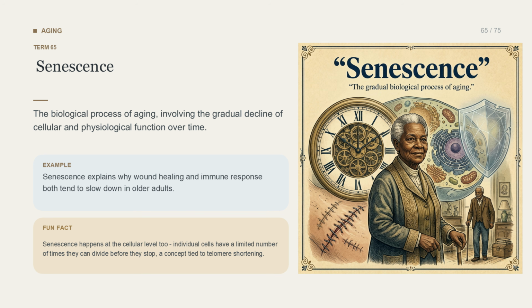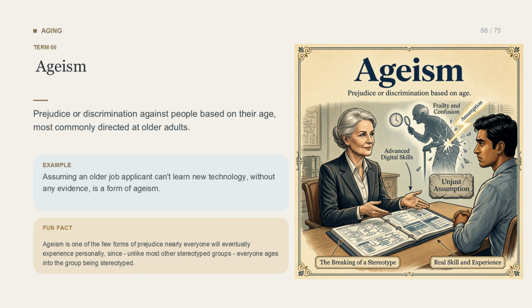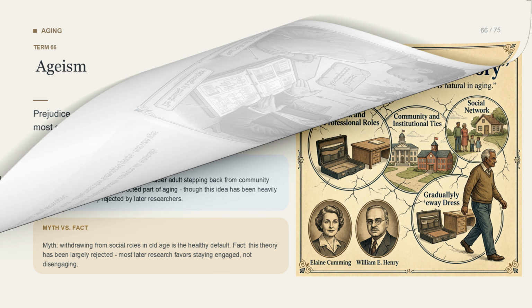In real life, senescence explains why wound healing and immune response both tend to slow down in older adults. 66. Ageism. Ageism is prejudice or discrimination against people based on their age. It's most commonly directed at older adults. Here's one way this might look. Assuming an older job applicant can't learn new technology without any evidence is a form of ageism.